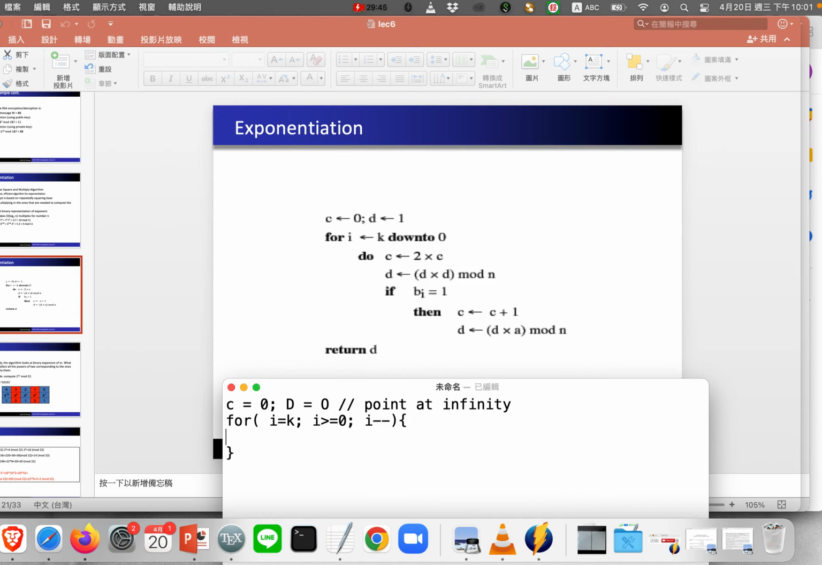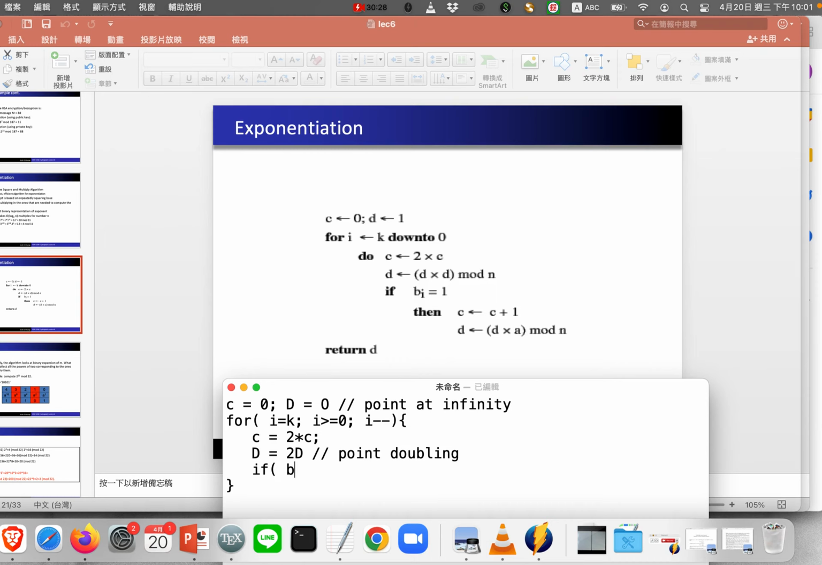Now we do, right? So we don't use do anymore. C is initialized as 2 times C, so there's no problem. And then D, this D is a point, so big D, right? Big D is equal to 2D. Here we apply point doubling. That's D.